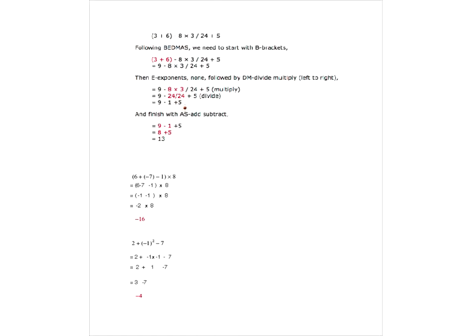So now we do addition and subtraction going from left to right. So we do 9 minus 1 is 8, and then we're left with 8 plus 5 is 13. Okay, so I think this one's a fairly straightforward one, and so we'll just go over another one.